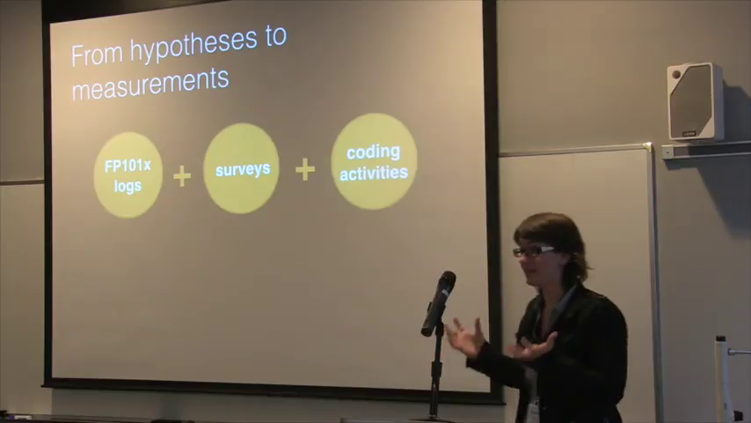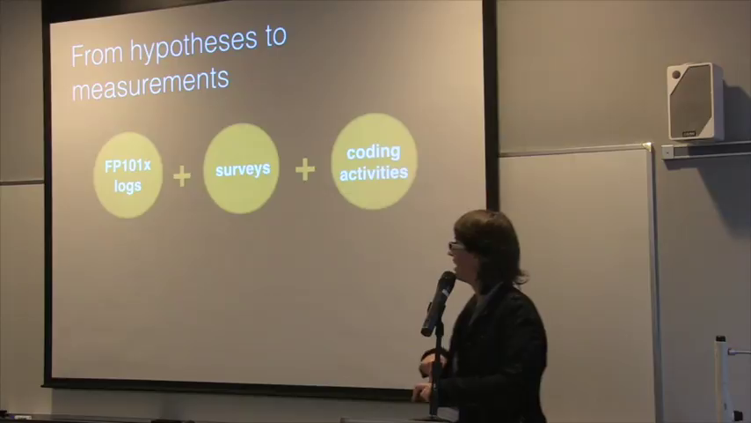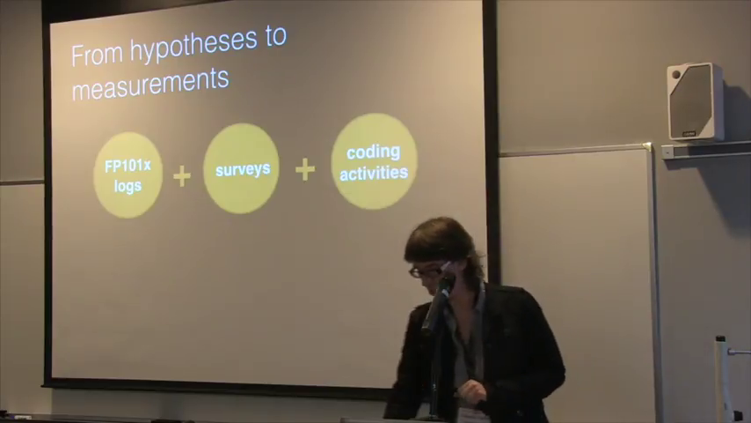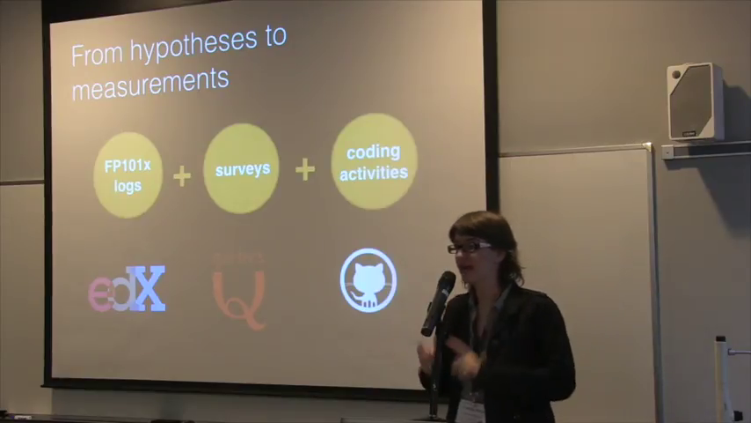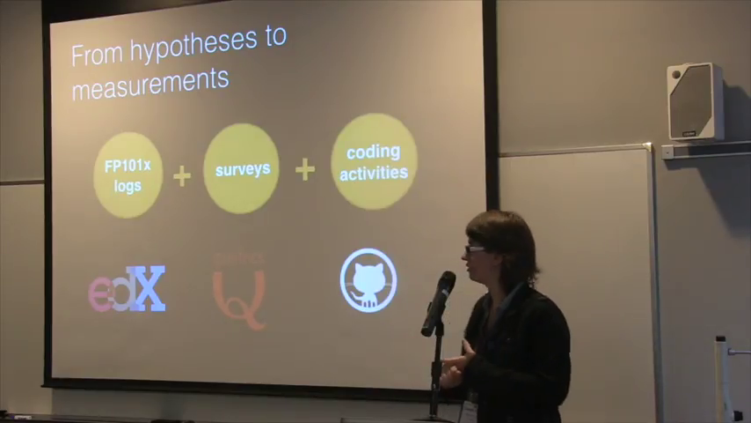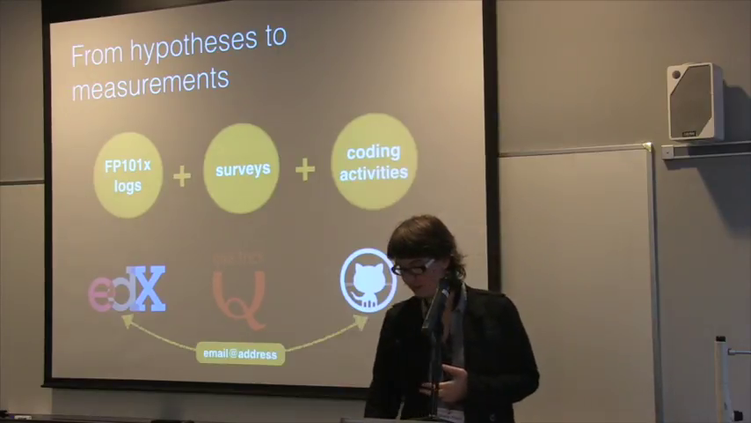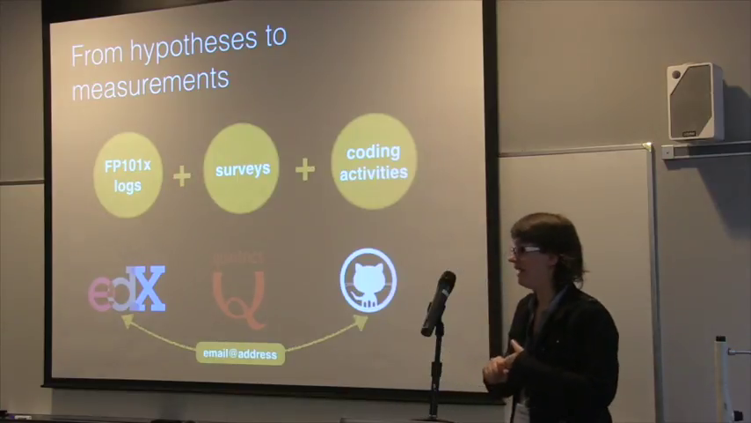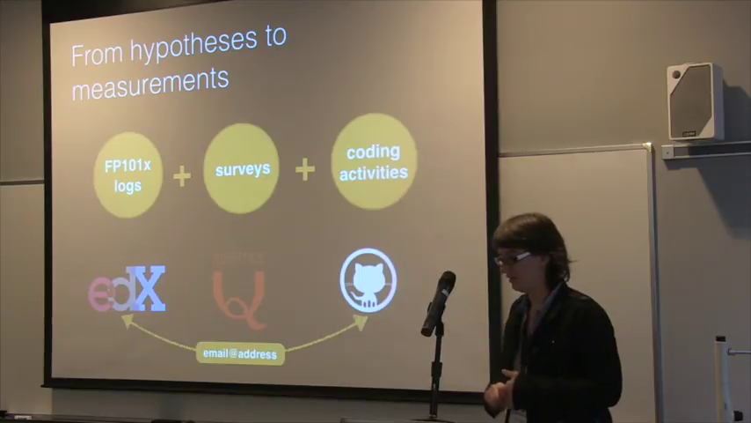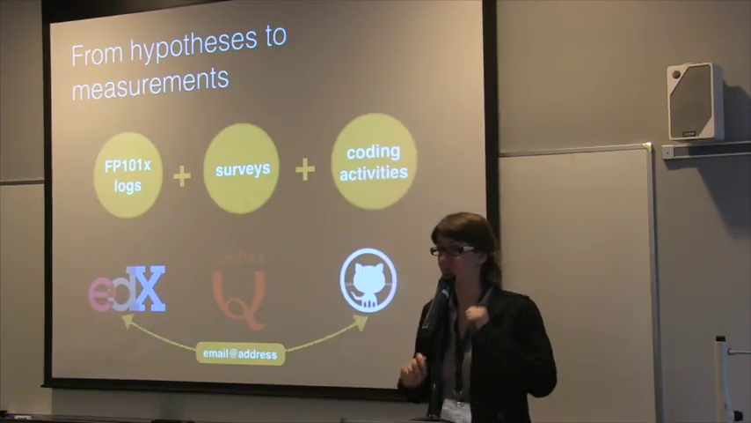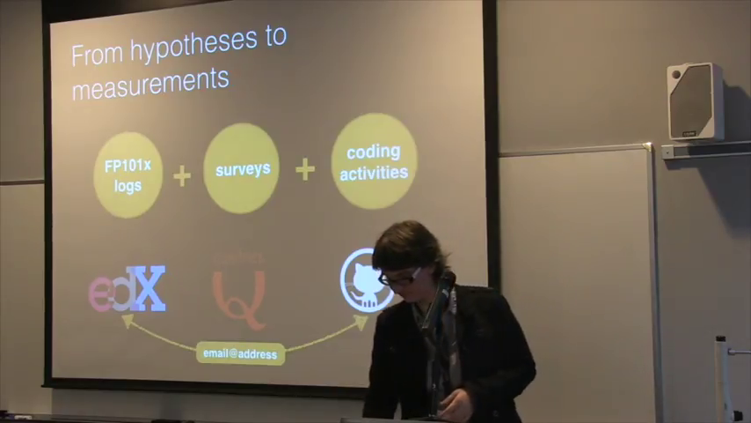So how did we go about to actually look at these hypotheses? We took one specific MOOC, which runs in Delft, which is called FP101, and it's a functional programming MOOC. We looked at the data we get from it, so all the usual edX logs. We looked at survey data we sent to the students, and we also looked at the students' coding activities. And GitHub is very friendly in that you can very simply actually link edX to GitHub just through email addresses. So we didn't have to do any magic linking of accounts. We could just simply query for email addresses on GitHub. So it's a great resource if you're a computer science researcher.